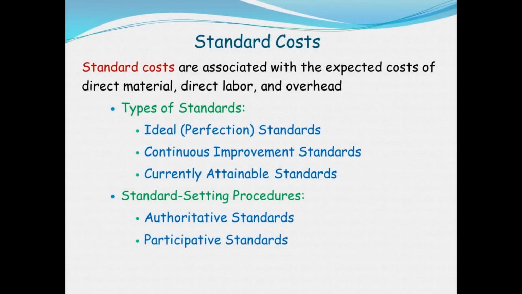You can have an ideal standard, a perfection standard. If you do everything right, that's how much it should take. If you don't create any scrap, you'll only use 3 pounds of aluminum. If your workers are working efficiently and getting the job done, it'll take them an hour to do the job. That's an ideal. Will it ever be reached? No. So you're building in the fact that you're never going to reach that.